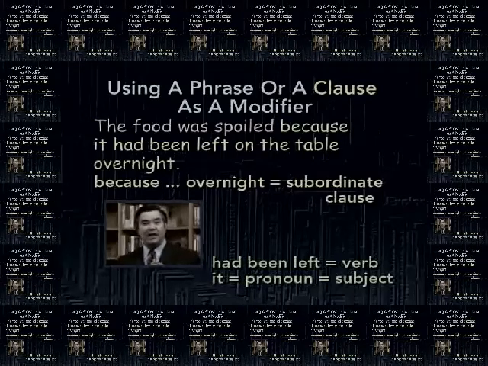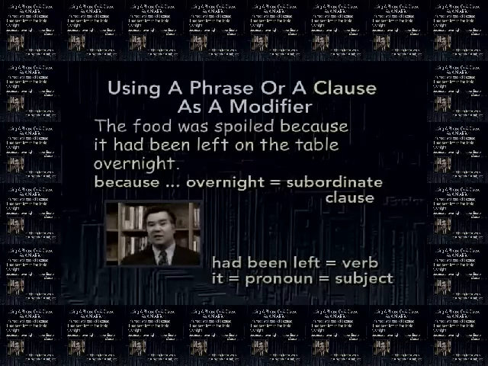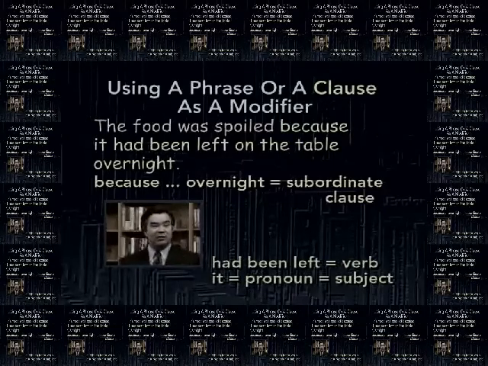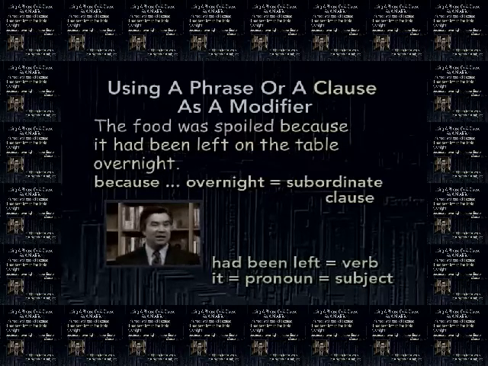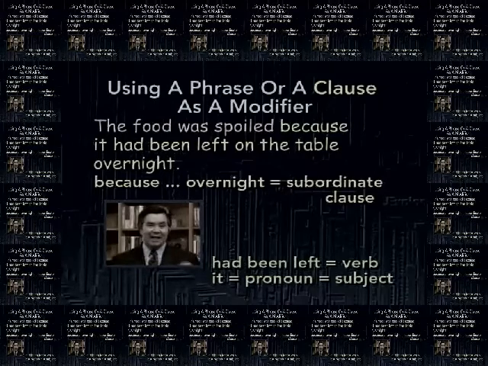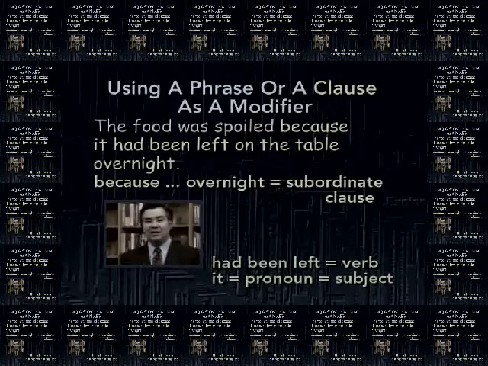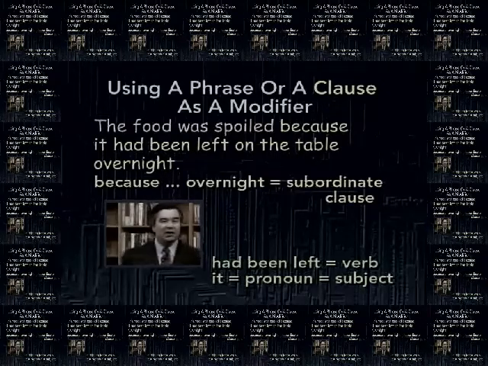Because turns it into a subordinate clause. So we have a main clause, an independent clause, followed by a subordinate clause. A very common structure for a sentence. Now again, when you think about it, the subordinate clause, and this is usually the case, is acting as a modifier. It's giving more information about something that appears in the independent clause. Because it had been left on the table overnight, that all explains why the food was spoiled.